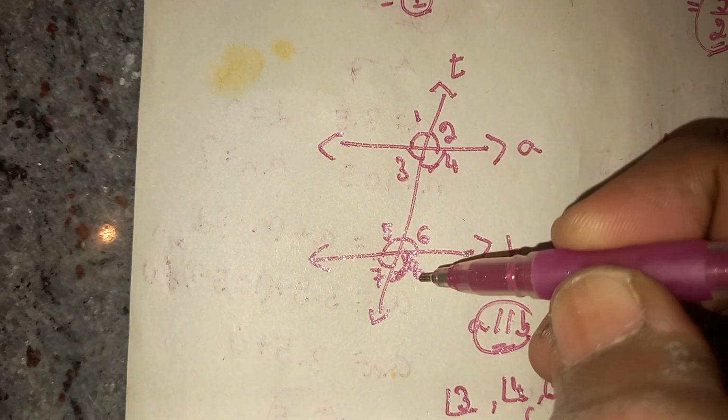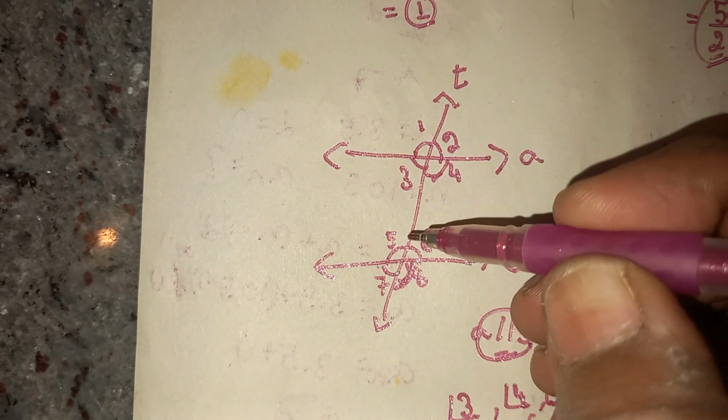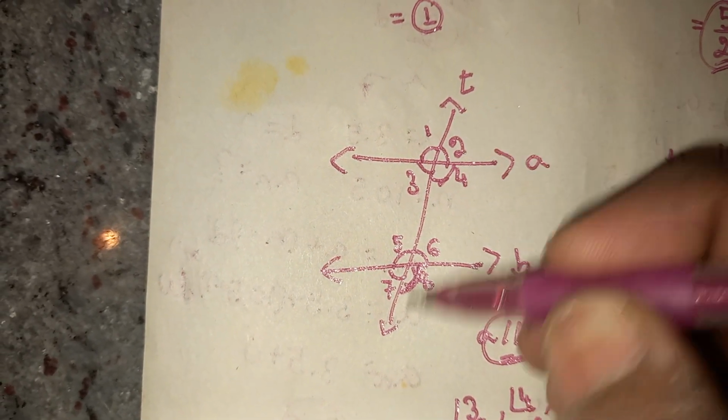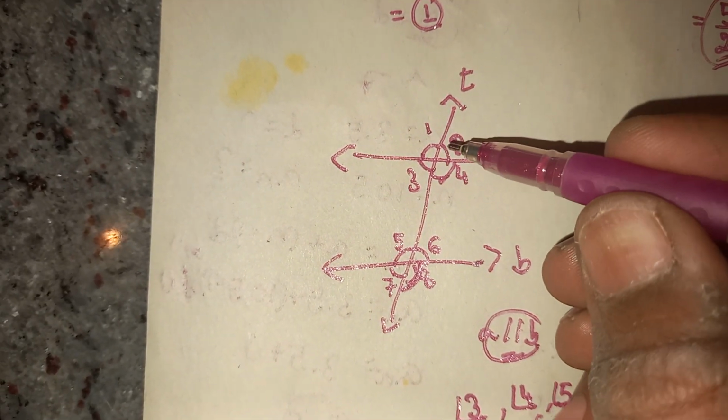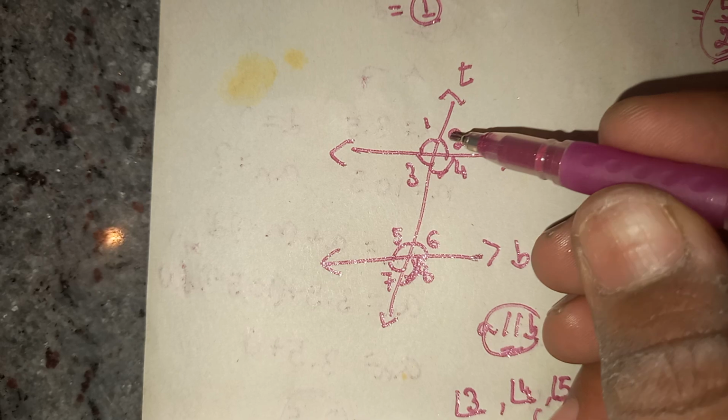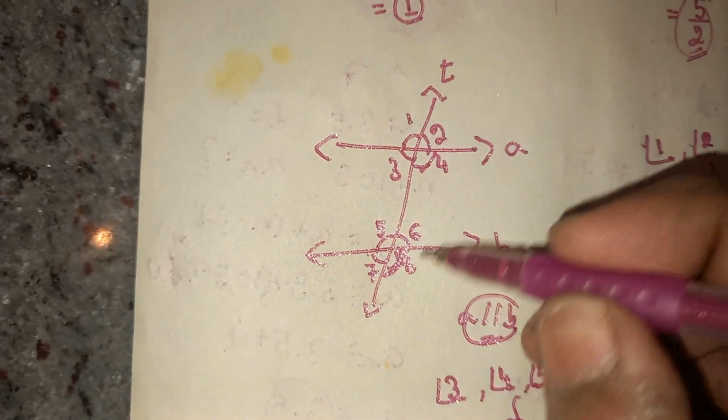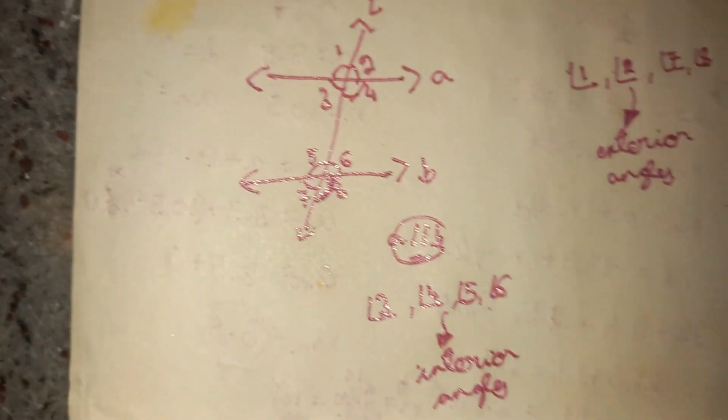Now you can find there are many different types, among them vertically opposite angles, corresponding angles, alternate interior angles, alternate exterior angles, and angles on the same side of the transversal: interior angles on the same side of the transversal, and exterior angles on the same side of the transversal. I'm going to tell each one of them in detail in the next video.